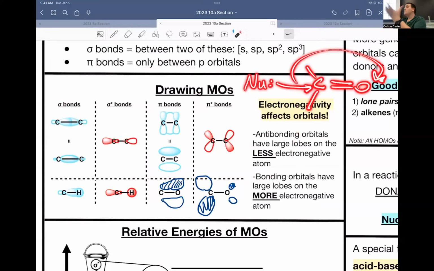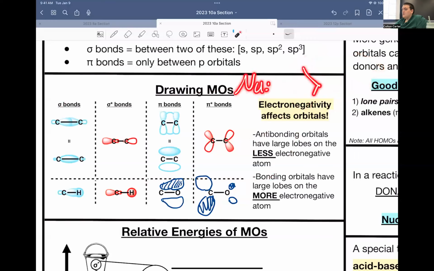Antibonding orbital. You need some empty orbital to put electrons into. And the only empty orbitals really on molecules would be an empty non-bonding orbital or an antibonding orbital. Okay, so if we need to put electrons into our antibonding orbital, is it going to be easier to attack the carbon side or the oxygen side?